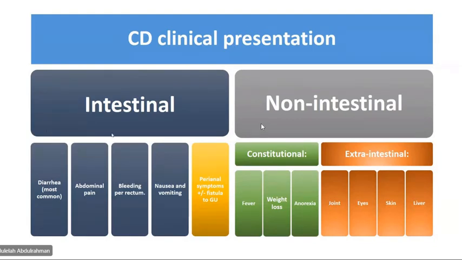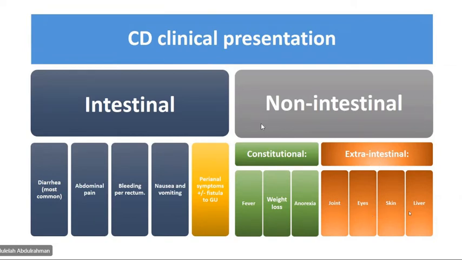So intestinal symptoms, and you can use both actually for UC or Crohn's. So intestinal, usually diarrhea, the most common in Crohn's disease, followed by abdominal pain, bleeding per rectum, nausea, vomiting, and if you add perianal symptoms and fistula to genitourinary, like hematuria, for example, or passing stool per vagina, you can add this to Crohn's disease. If you take the yellow box here, you can apply this for UC as well. Non-intestinal, we say fever, weight loss, anorexia are constitutional symptoms, and the extraintestinal manifestations will come later on, depending on the organ involved.